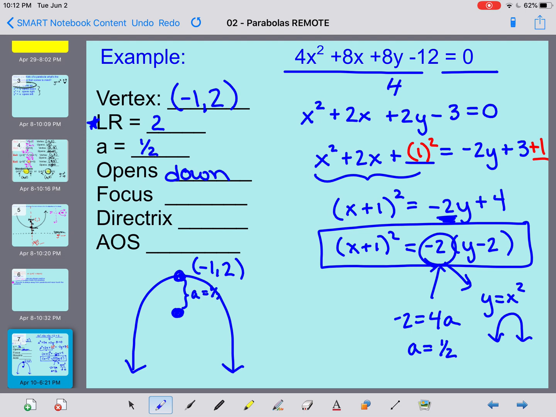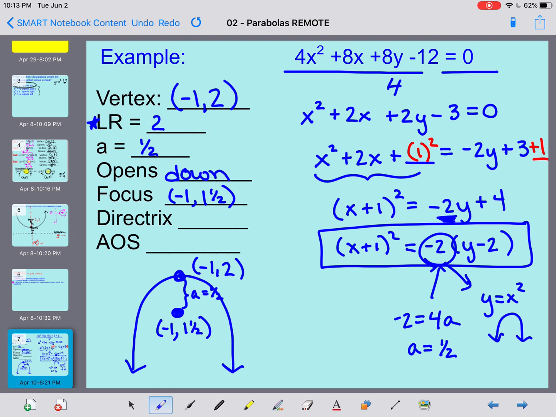So we're going to count a half a space down. What we've done is we've moved the y value. We're subtracting to go down on the y value. So the -1 is still the same, but I'm taking the 2 and just going down a half. So this is going to be 1.5. So my focus is -1, comma, 1.5.